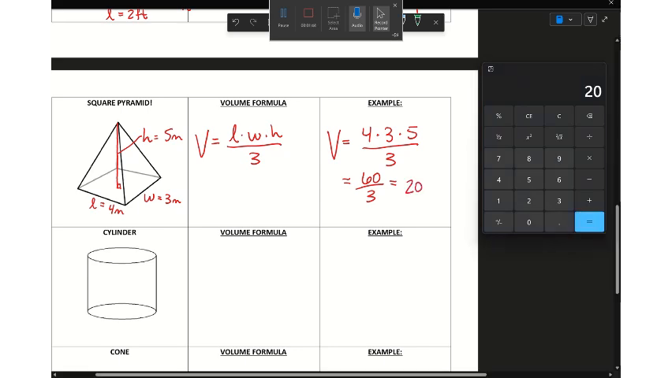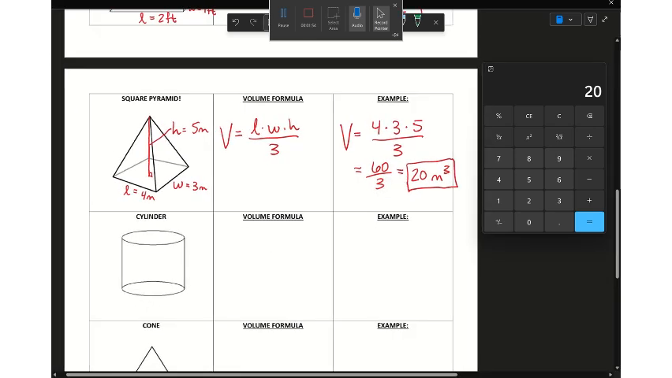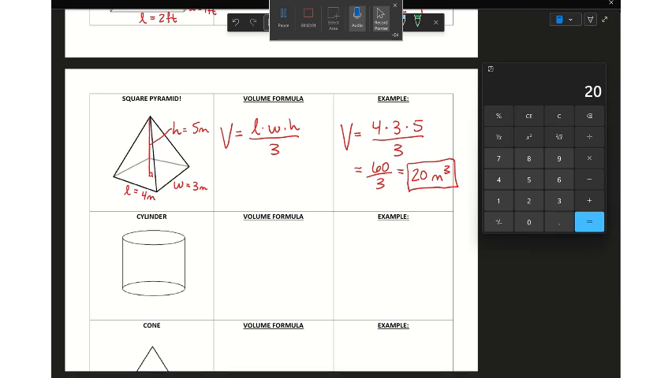Now don't forget the units. It is meters, but those meters are cubed because we're dealing with three-dimensional area. So this is how we find the volume of a pyramid. Any other problem is done the exact same way. The only difference is the numbers that you would be plugging in when you do your multiplication and division on the calculator. So now let's take a look at our next shape, which is the cylinder.